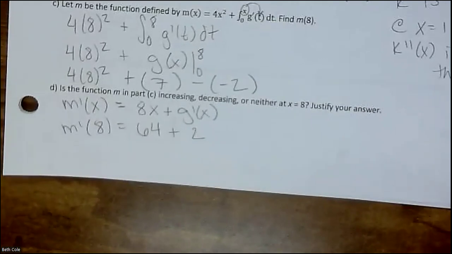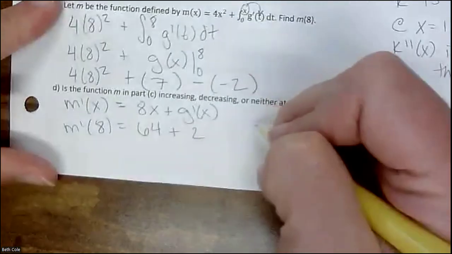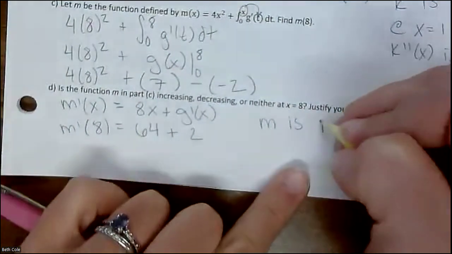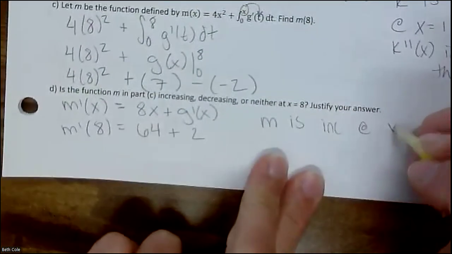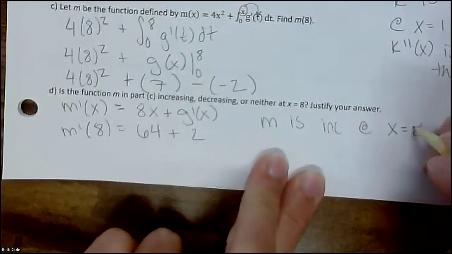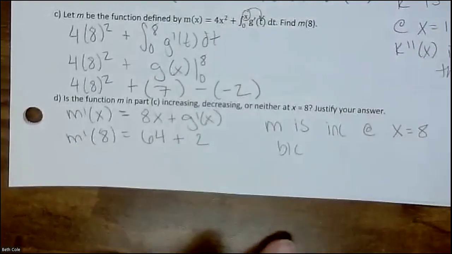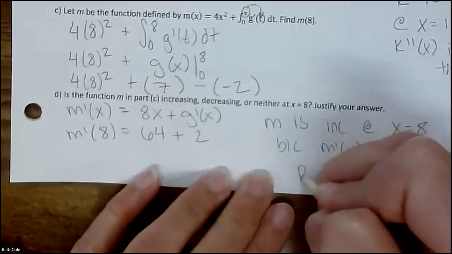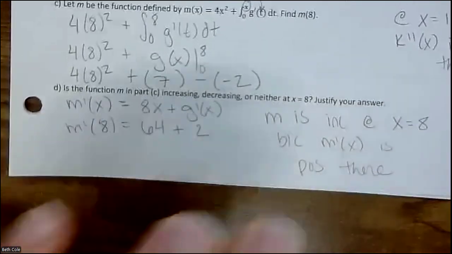So your sentence is going to start M is or M has. This one is M is, what do you think? Yes, increasing at x equals 8 because, who's your source? M prime is positive there.